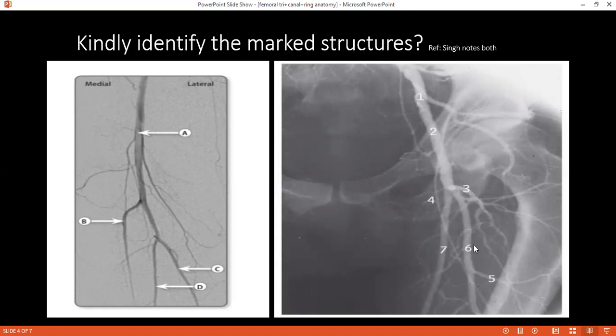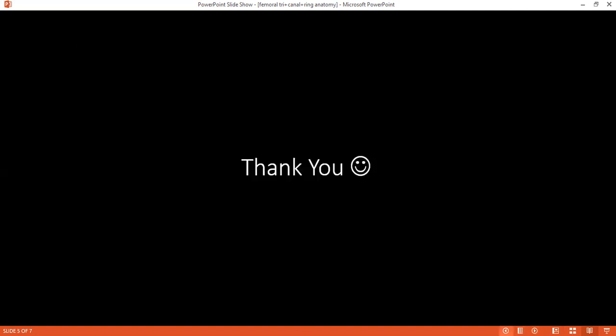Okay, good. Can you also identify the remaining structures that you're looking at? 3, 4, 6, 7. Three is the lateral femoral circumflex artery. Okay, 6. Six is the superficial femoral artery. Seven is the profunda femoris. Okay, good. Five is the muscular branch. Okay, that was it. Good.